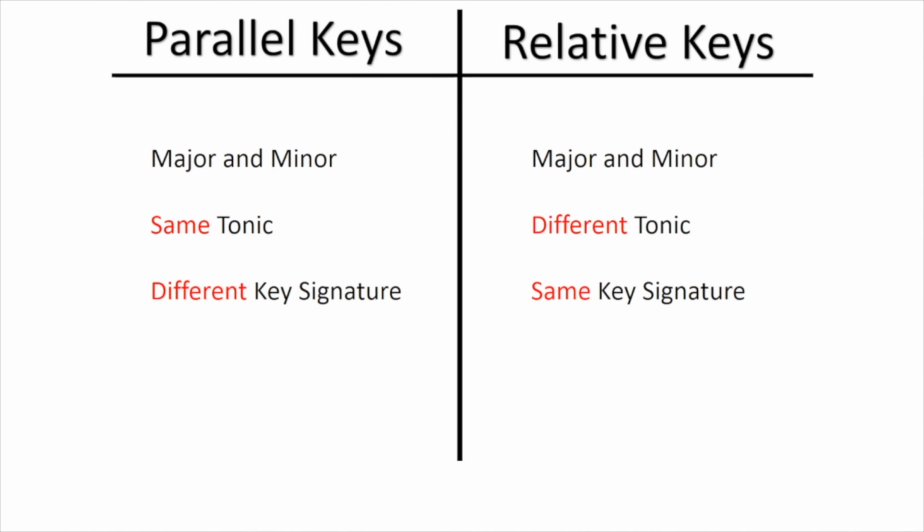So let's just recap today's key points. Parallel keys versus relative keys. Parallel keys share the same tonic. Relative keys do not share the same tonic. Parallel keys do not have the same key signature, and relative keys do share the same key signature.